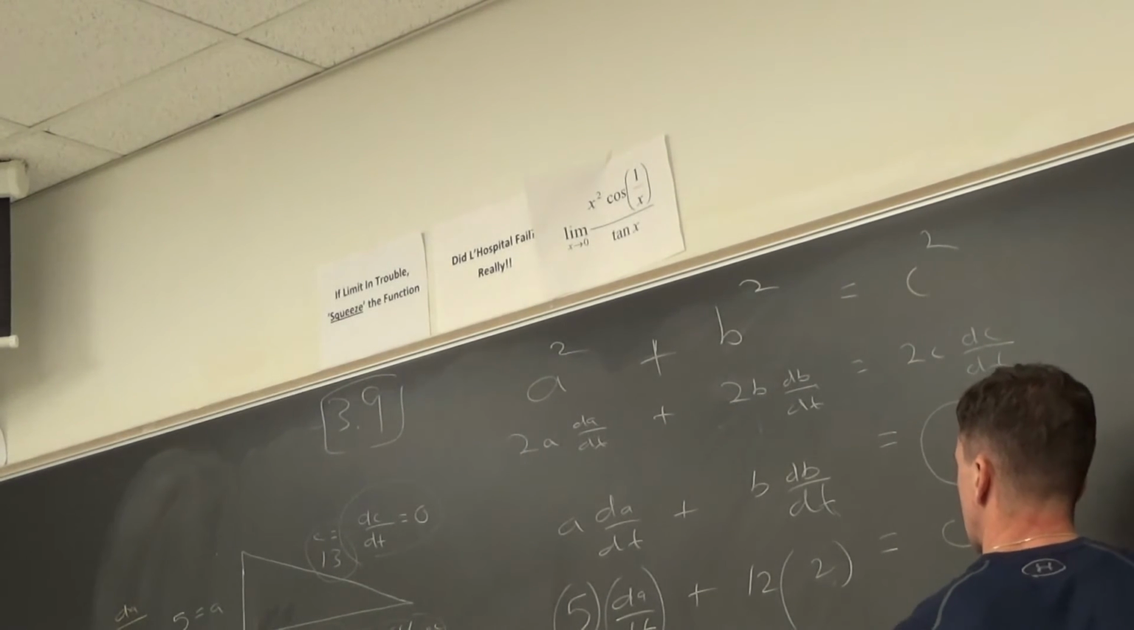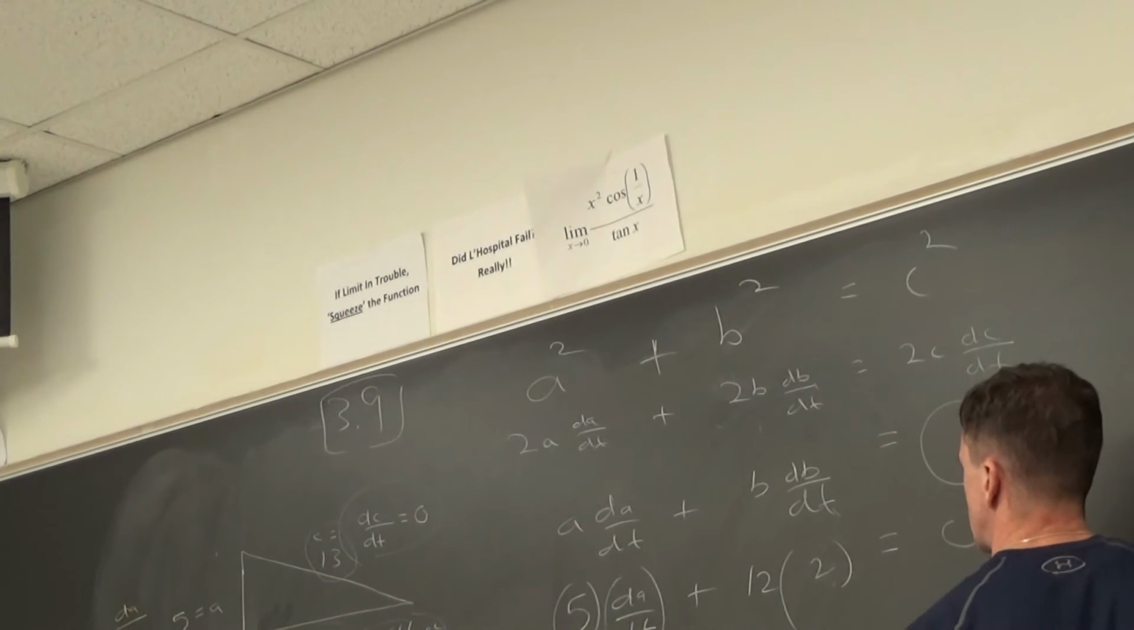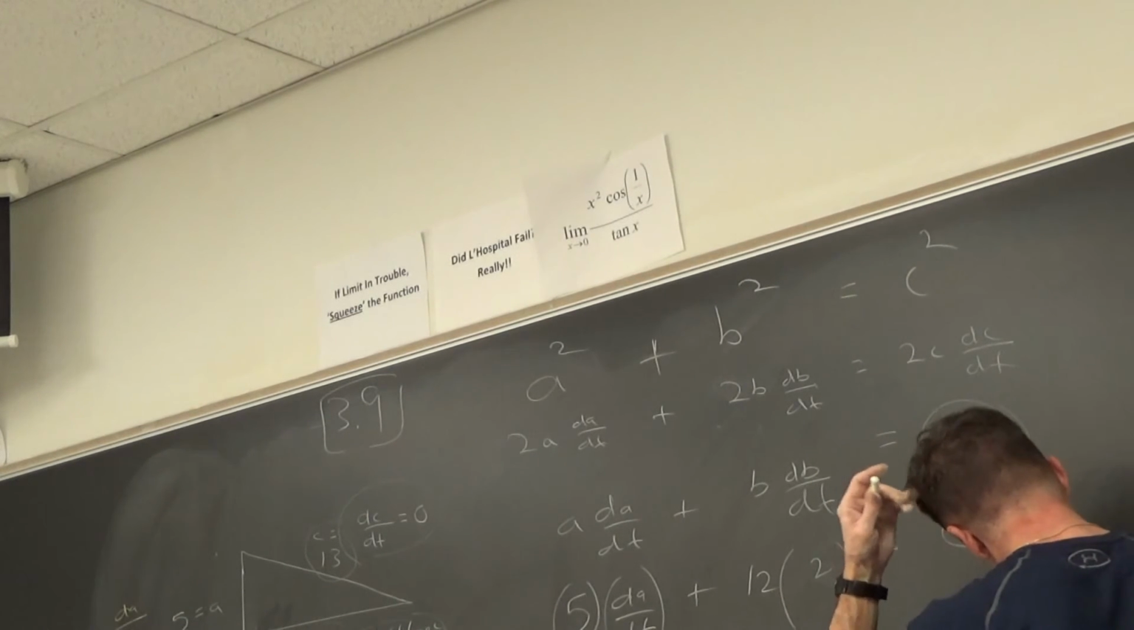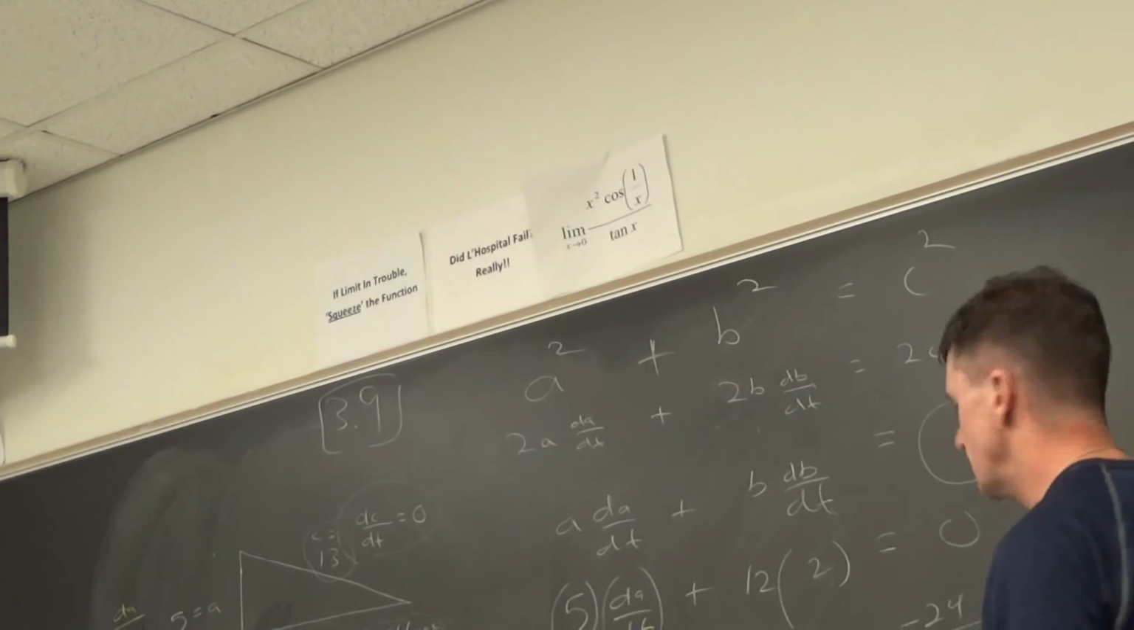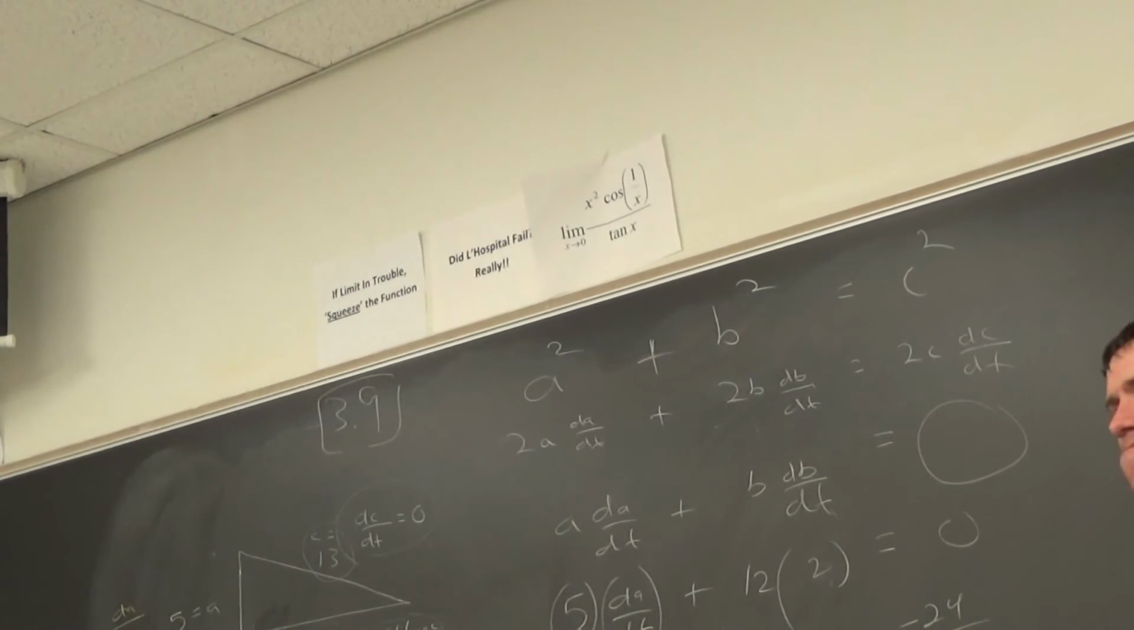All right, what do we get? Subtract 24 on both sides, divide that by 5. My answer is negative. Was it supposed to be negative? Yep. You can leave it like that unless you want to make that a decimal.